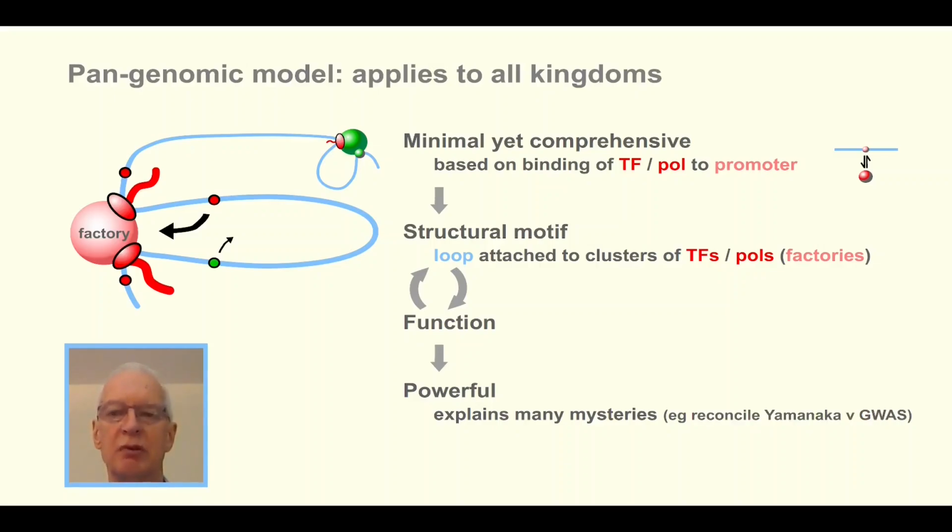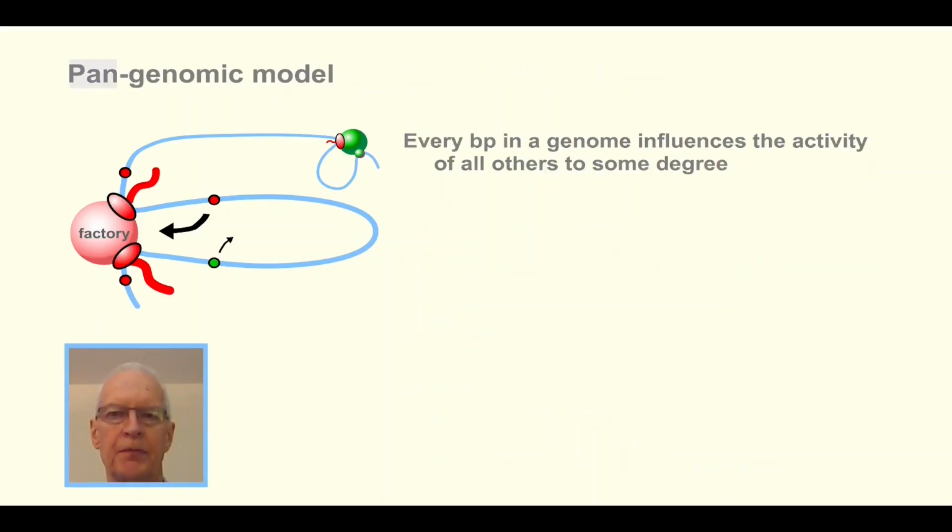I've also managed to reconcile the apparently irreconcilable. Yamanaka's result says that gene regulation is simply controlled, but GWAS points to the opposite. I've provided you with a very simple equation that can predict the firing frequency of any genic or non-genic promoter in the genome that depends upon only one variable. So I think you'll agree that it is a pan-genomic model because every base pair in the genome is influencing the activity of all others to some degree through these distance effects.